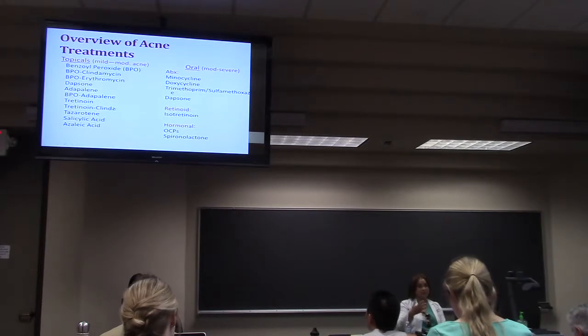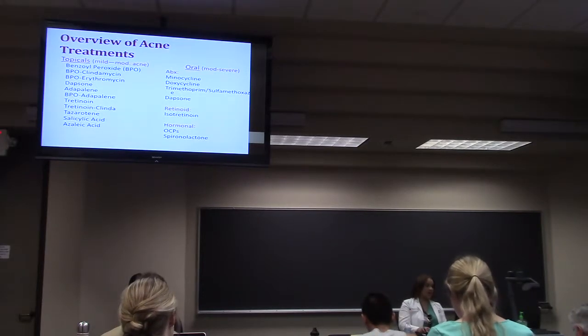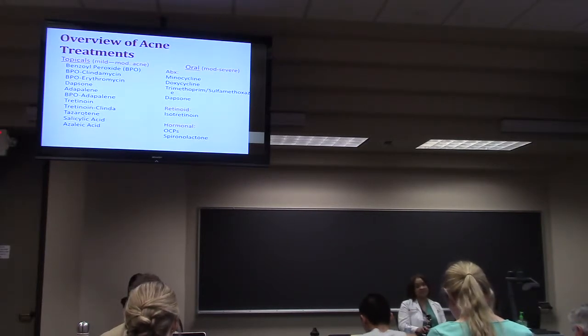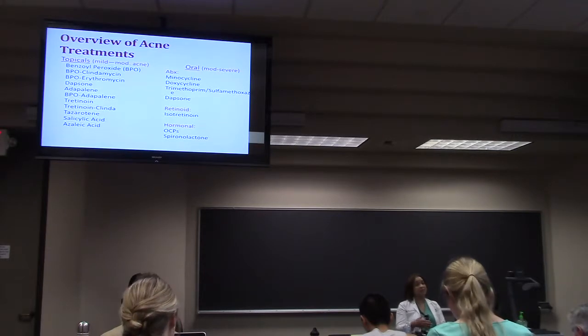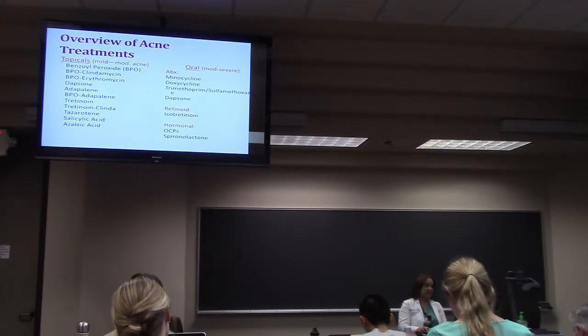Tretinoin is kind of the mid-potency Retin-A product, and there's combos. Tazarotene is the most effective of all of the retinoids. It can be very peeling, but those who are very oily can take it. And so we use it mainly for comedonal type of acne.